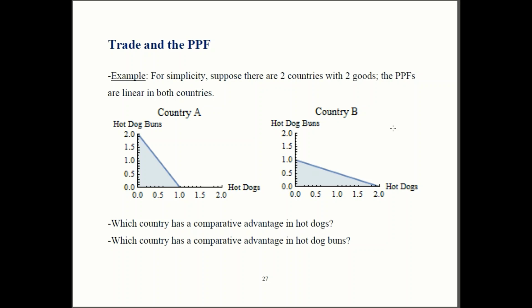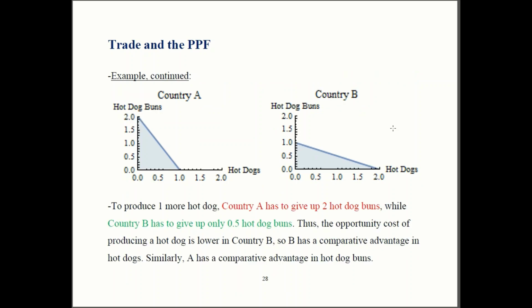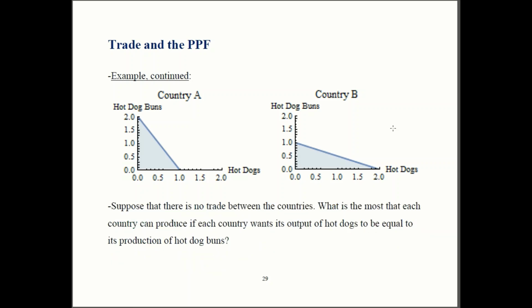A quick remark. It's actually impossible for one country to have the comparative advantage in everything. We won't prove that here, but it can be shown. Okay, moving on. So we established which country has a comparative advantage in which good. Now we'll show the gains from trade.